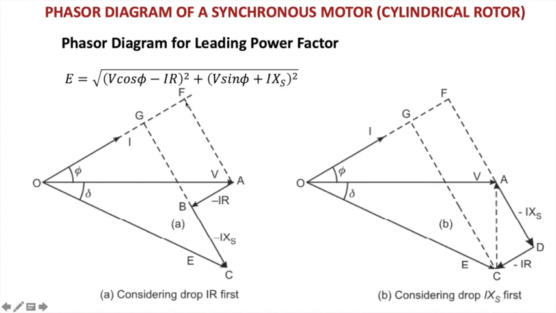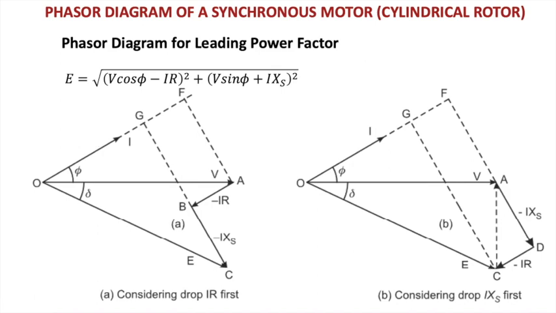So because V cos phi is OF and the IR drop is GF, OG will be equal to V cos phi minus IR, that whole square. On the y axis you have V sin phi plus IXS, because this is additive over here, so plus IXS square will give the magnitude of the induced EMF in the synchronous motor.